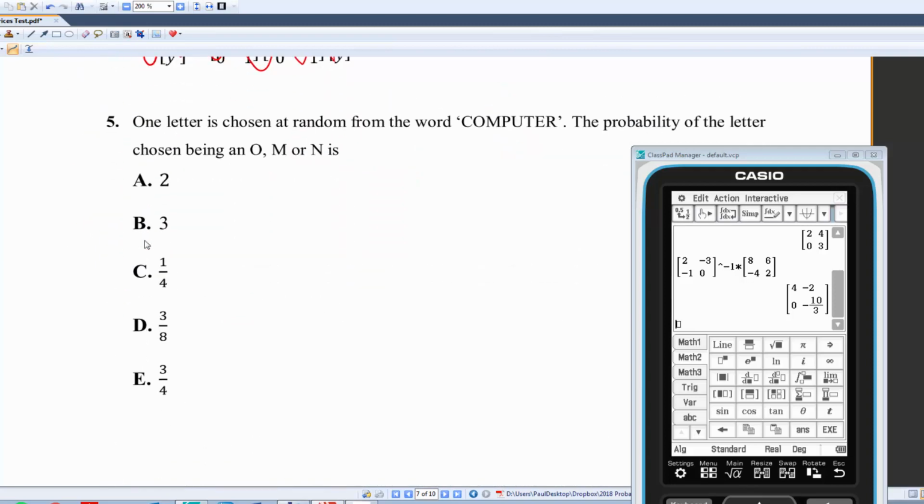Alright, one letter is chosen at random from the word computer. The probability of the letter being an O, M, or an N. So it looks to be a 2 in 1, 2, 3, 4, 5, 6, 7, 8. 2 in 8, or a 1 in 4 chance.